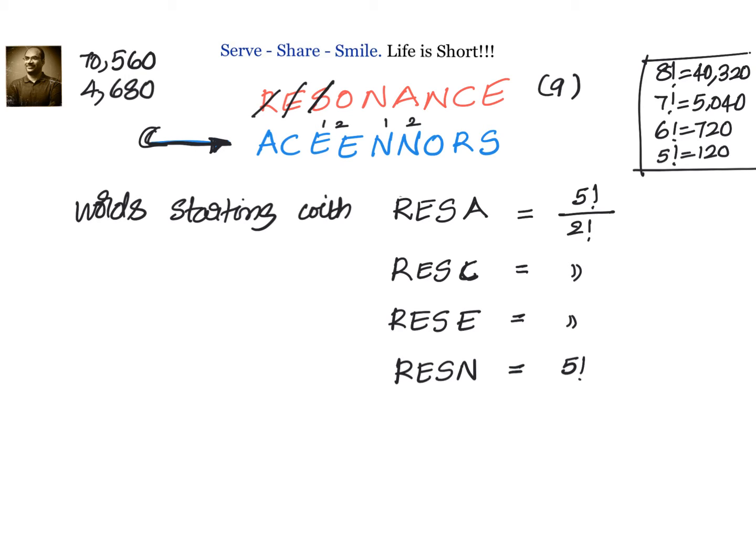So let us go through this now and try to calculate this. So this will be 120 by 2, 60. This will be again 60. This will be again 60. And this is 120. So altogether it is 300. So I can write down that's 300 for words starting with 4 letters like RESA, RESC.